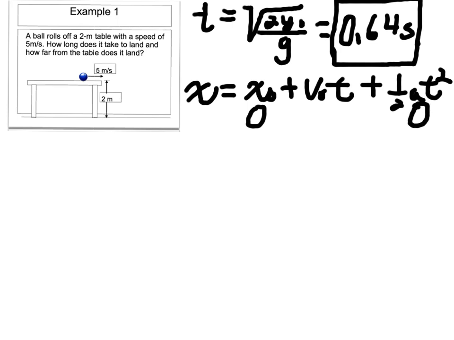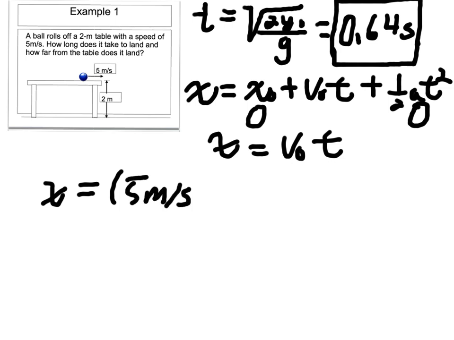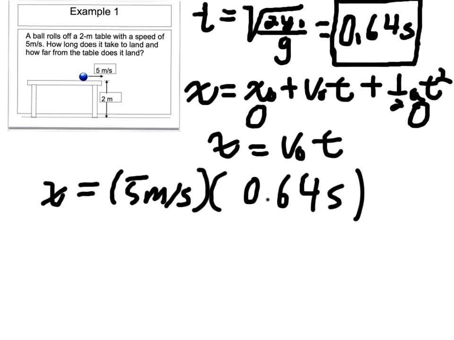The acceleration due to gravity is only in y. And so my equation reduces to x equals v0 t. I have a v0, 5 meters per second. I have a t, 0.64 seconds. Therefore, x equals 5 meters per second times 0.64 seconds. And I multiply that out. It's going to be exactly 3.2. X equals 3.2 meters from the table.